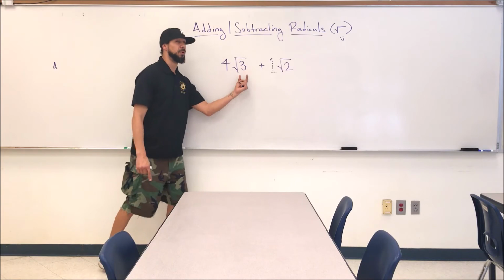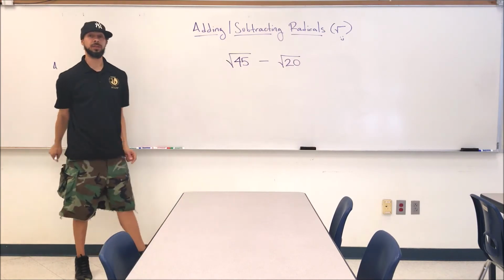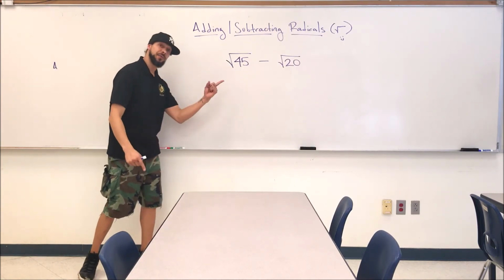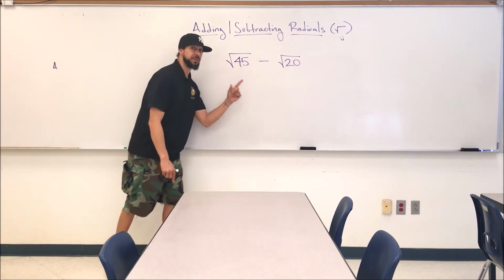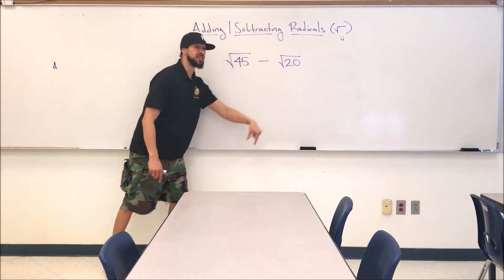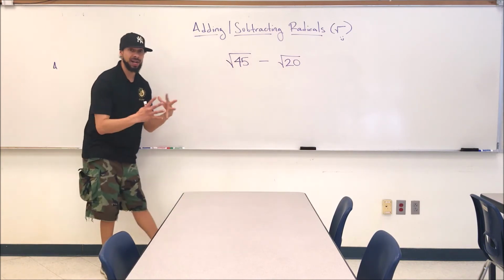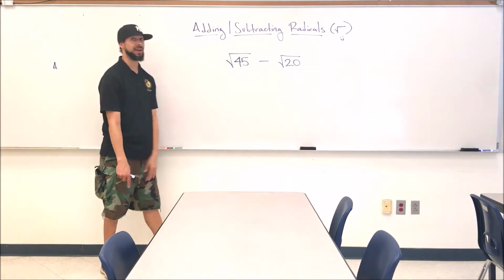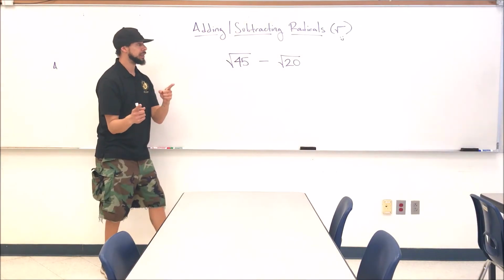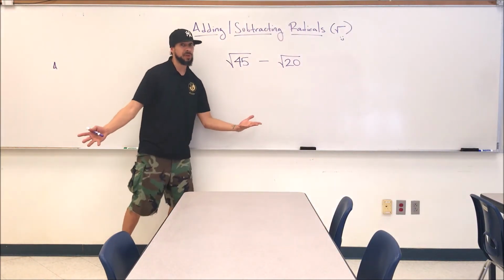Let's talk about another example. Okay, so when I first look at this, those square roots are different. 45 is not the same as 20. This square root is different from this square root. I can't combine them together. I can't add or subtract them together. However, you might be able to simplify.